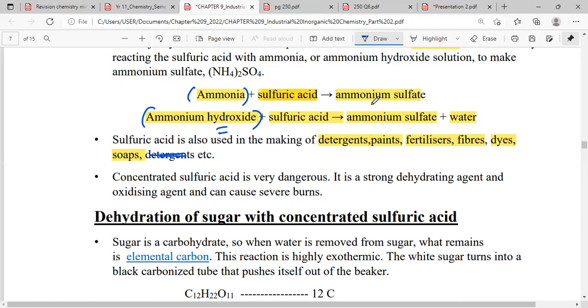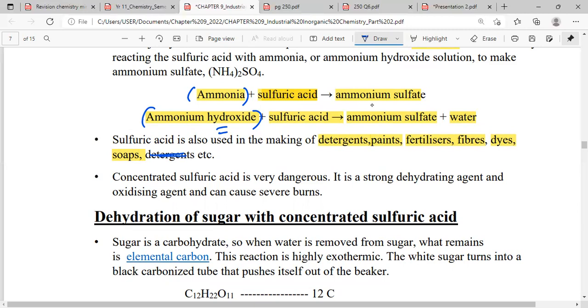So that is why sulfuric acid, as I said in the beginning, is a major product of the chemical industry, because a lot of everyday substances are made from sulfuric acid. All right, now let's look at fibers. Sulfuric acid is also used to make fibers. Fertilizers we've seen already.